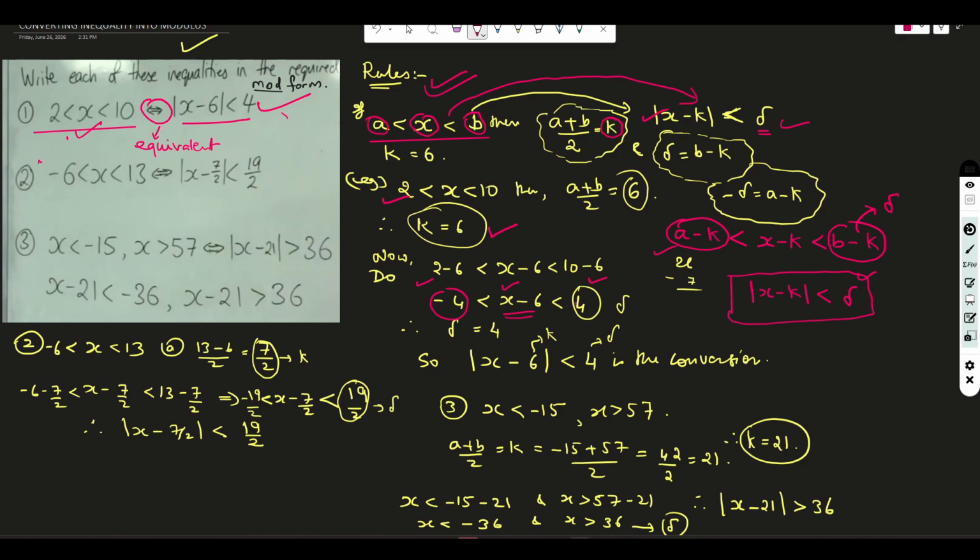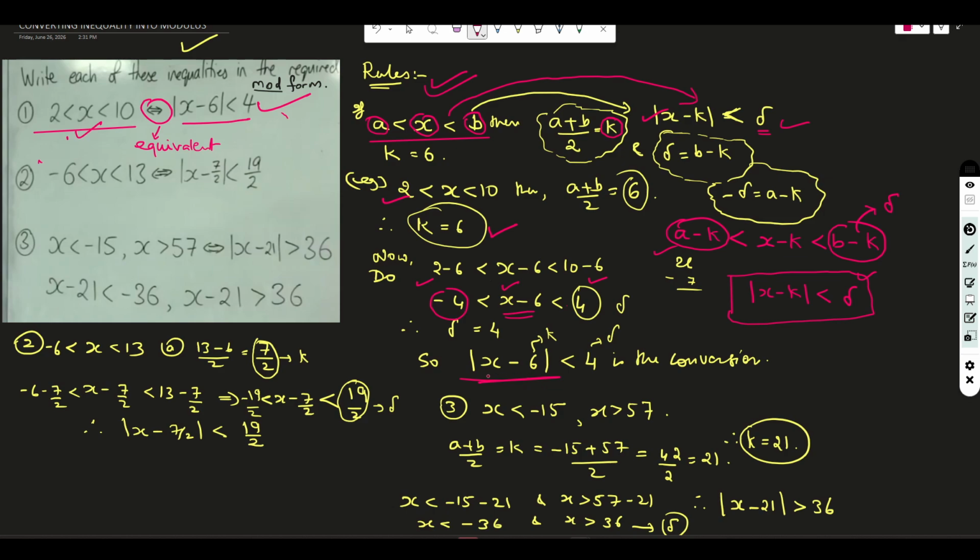Once you get this, you can immediately convert it into modulus form. Take the middle term x minus 6 in modulus form, that is modulus of x minus 6. Write straight away this less than, and here you write the positive delta, and the positive delta is 4.